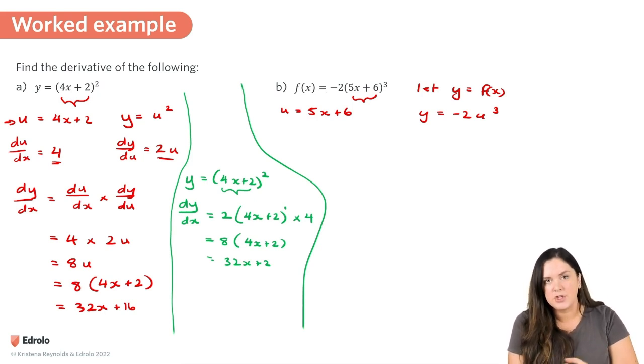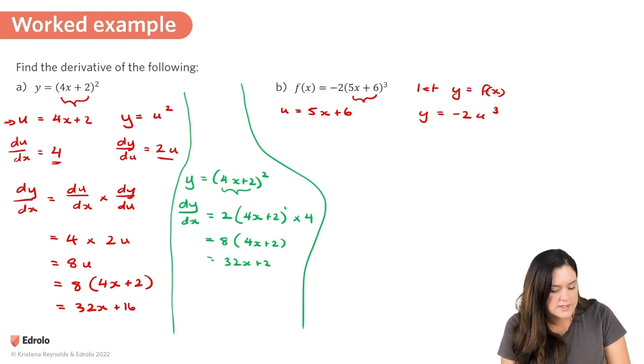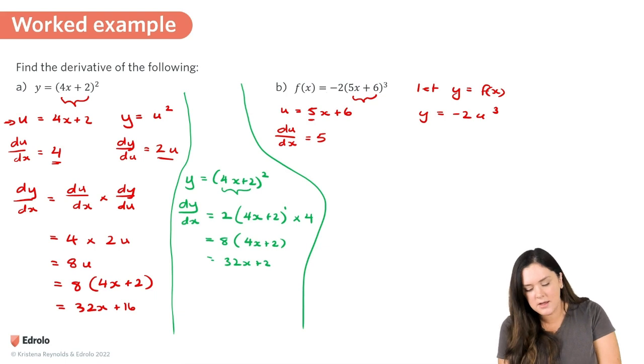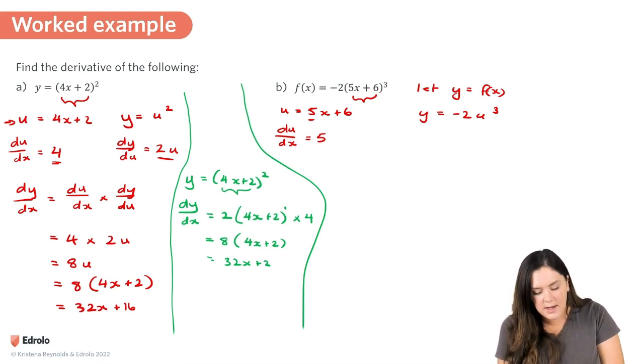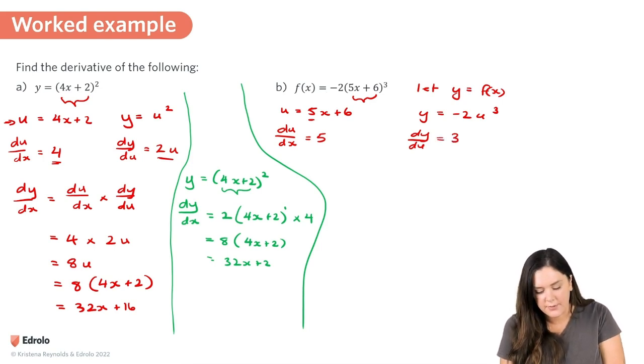So now I've got my two different functions and I can differentiate them separately. So the first one, I have du dx equals 5. So just the gradient there, the coefficient of x there. And then differentiating y, I get dy du, again in terms of u, equals, now I bring that 3 to the front, so I've got 3 times negative 2, and then taking away 1 from the power there. Simplifying that, I get negative 6u squared.